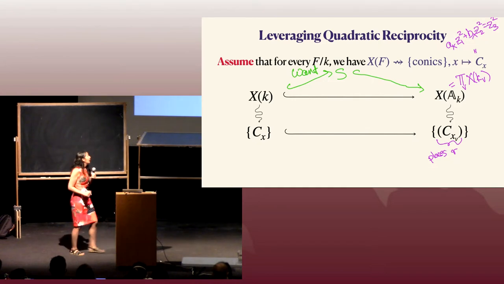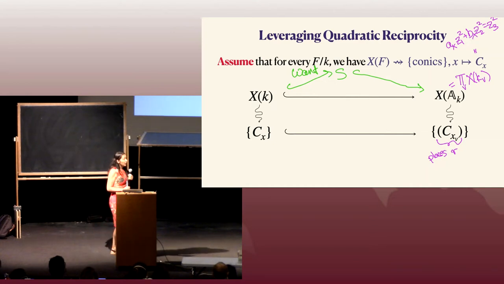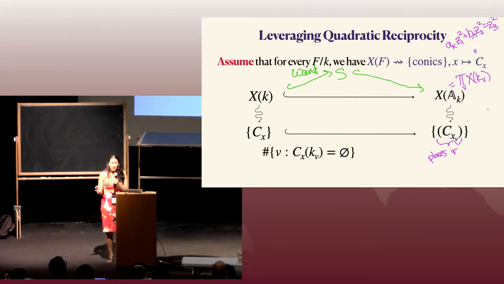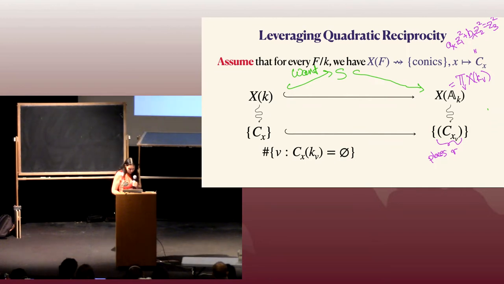And you'll see the top of the slide tells us that I'm going to use quadratic reciprocity. So let's try to understand what quadratic reciprocity tells us about these conics. And this, let me just say, is probably not the way you were taught quadratic reciprocity when you first learned it, but I'll explain why I want to present it this way. Okay, so one thing that is true, and is in one of the exercises to prove over Q, that for any conic over, let me put this on the board.